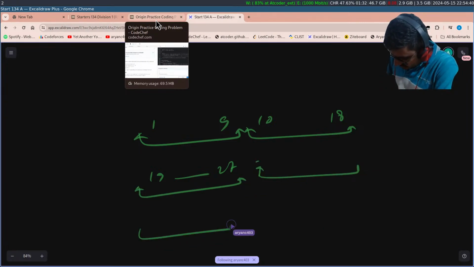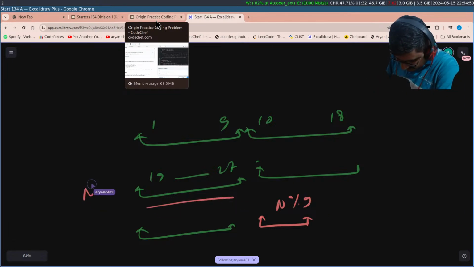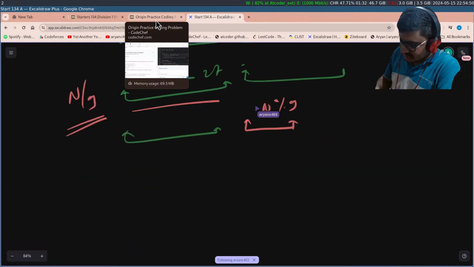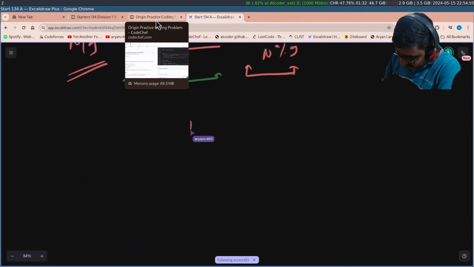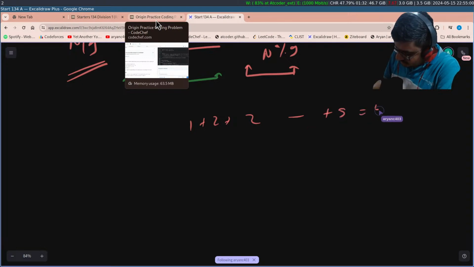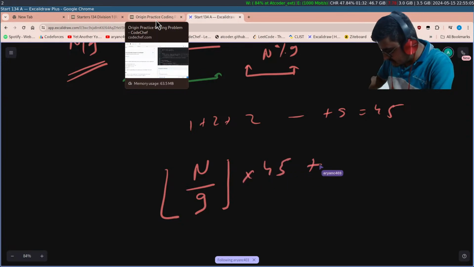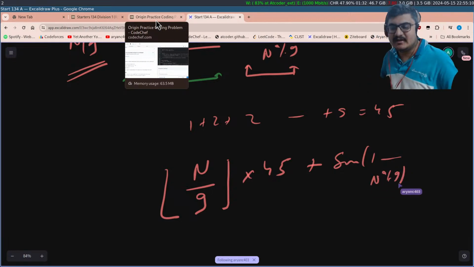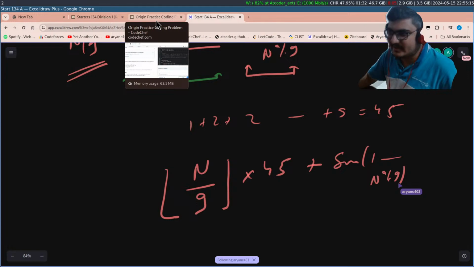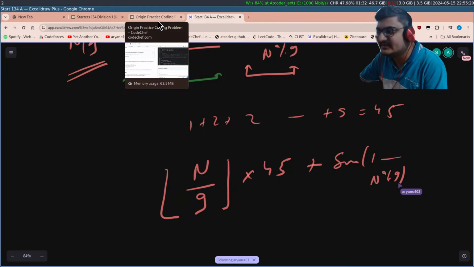There would be some buckets of 1 to 9, and there would be some sequence remaining outside the buckets, which would be n percent 9 numbers, whatever remains. And the number of such buckets would be n by 9. So the answer would be, for a full bucket, the sum of numbers 1, 2, 3 up to 9 is 45. So the answer is the number of full buckets, take floor here, times 45, plus the sum of 1, 2 up to n % 9, which we can compute using standard formulas, or directly compute it, anything works. And essentially that is the answer for this problem.